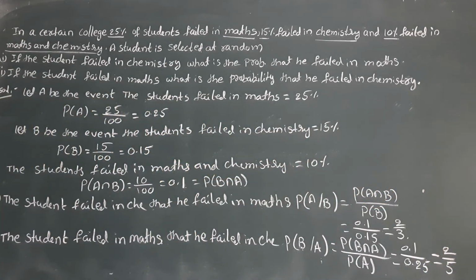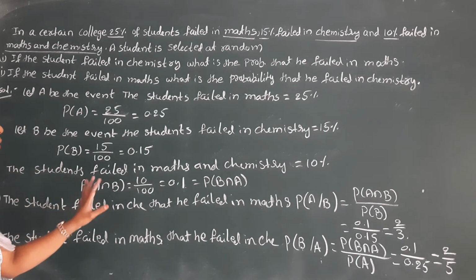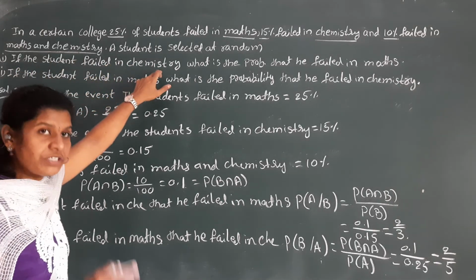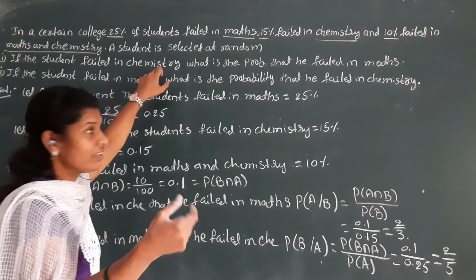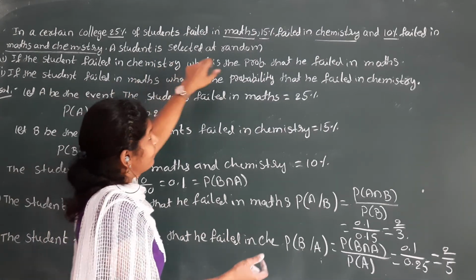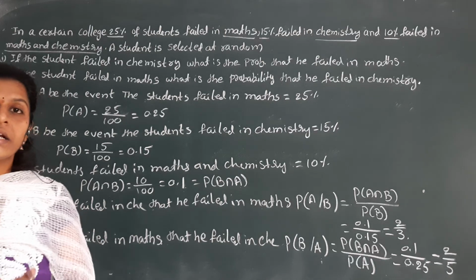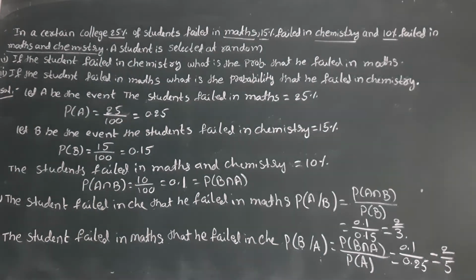This problem is a conditional probability problem. How do we tell this is a conditional probability problem? The student failed in chemistry; he gave one condition: the student failed in chemistry, that he failed in maths. That type of question is a conditional probability problem. Is it clear?